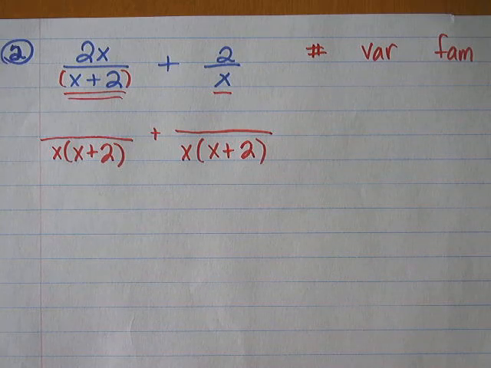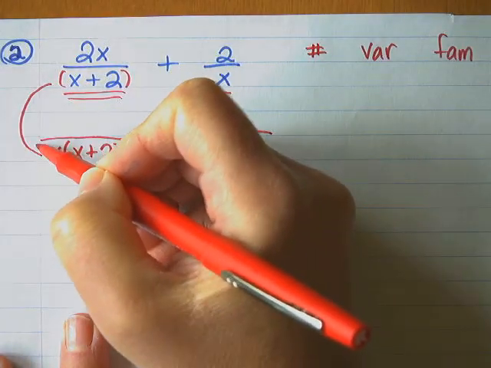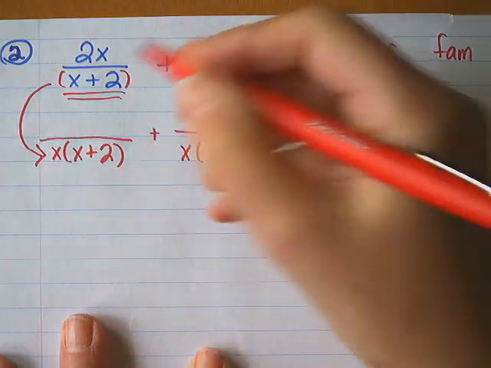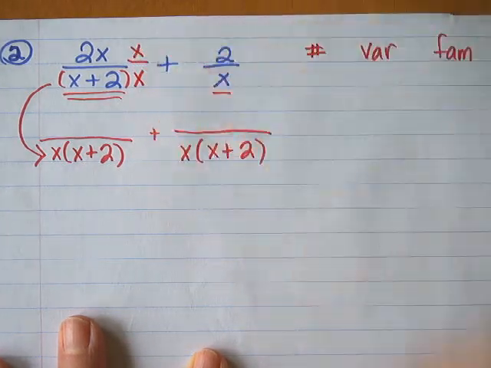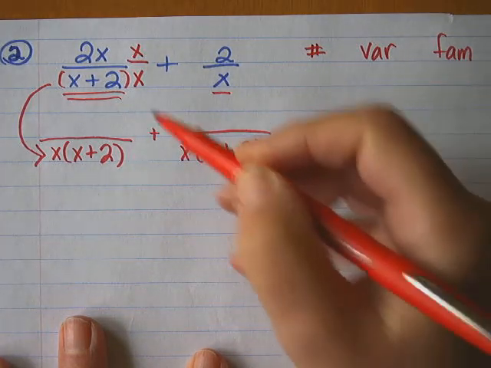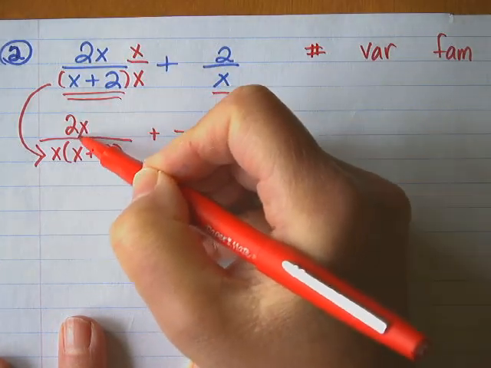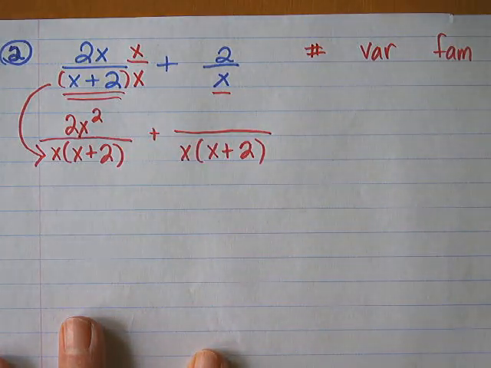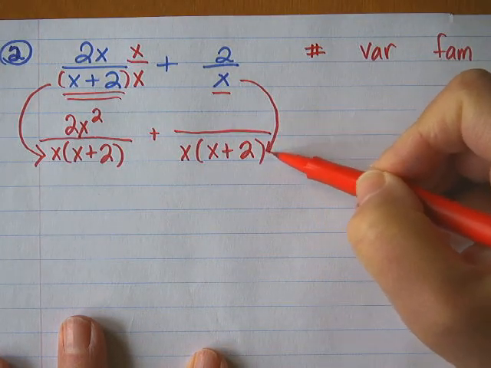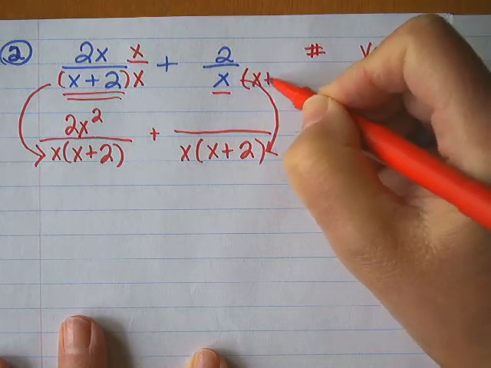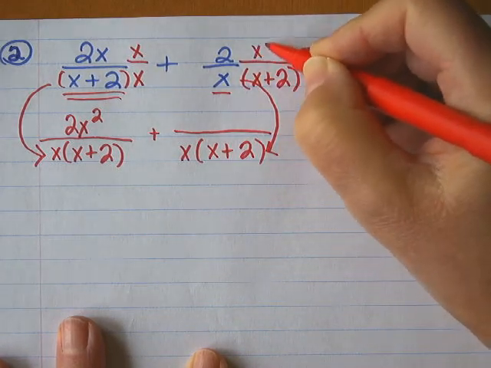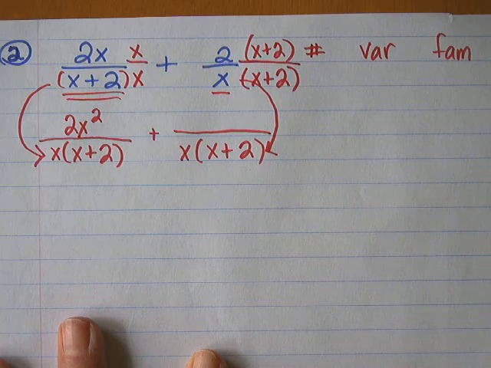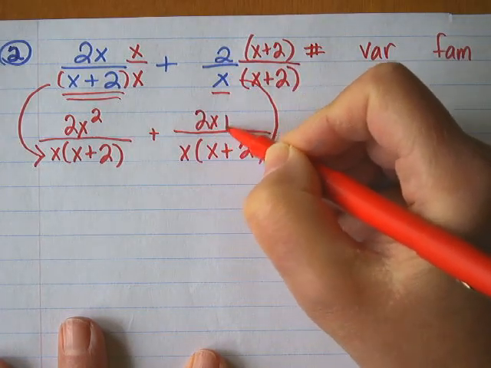Okay, so here's the process. Let's go over it again. To build this denominator up to this one, do you agree I'm missing an x? So I've got to multiply also the numerator by an x. That gives me a 2x squared right here. To get from this denominator to this denominator, I'm missing an x plus 2. That means I've got to multiply the numerator by the same thing because that will keep its value the same. And I will get a 2x plus 4.